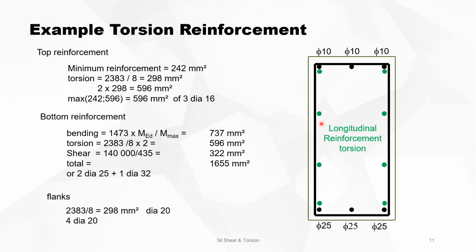And for the flanks, for torsion reinforcement, we have in total 4 diameters 20, or 2 diameters 20 on each side. So the red dots are torsion reinforcement. It's 2,383 divided by 8 for each dot, and then we combine it.